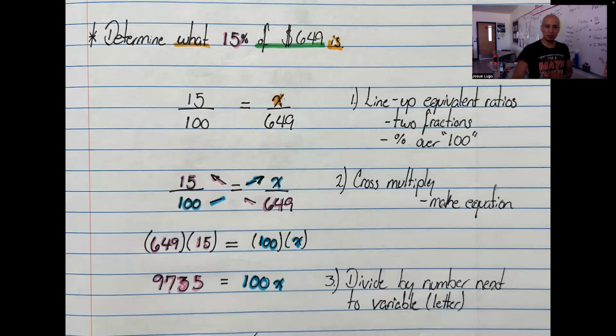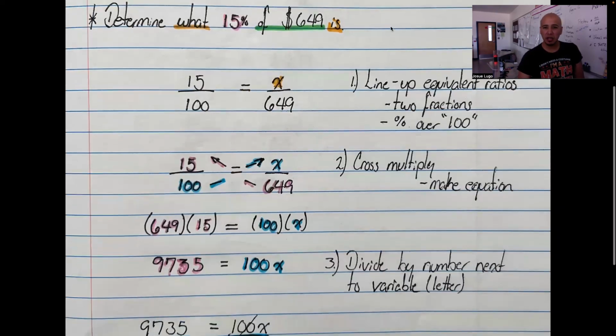So we lined it up. Number two, we are going to cross multiply. And then number three, we're going to divide. Once you set it up, and that is why this is the most important step, all you need to do is cross multiply and then divide by the number next to the letter, next to the variable. So let's go ahead and do that.